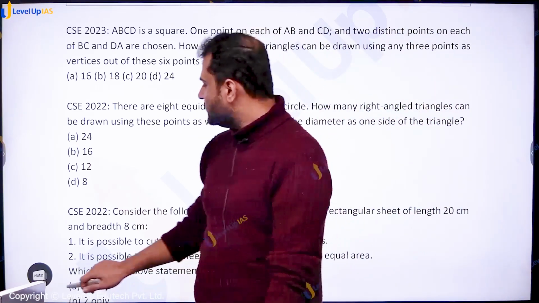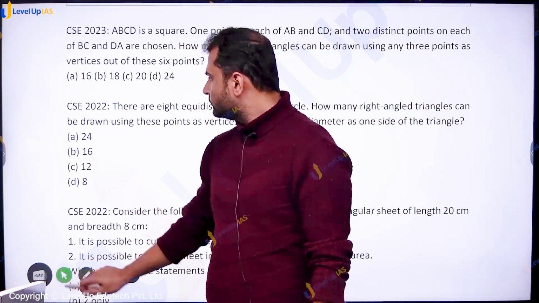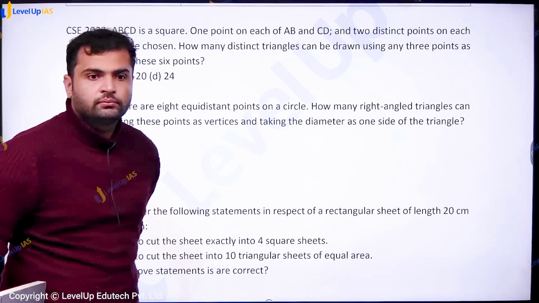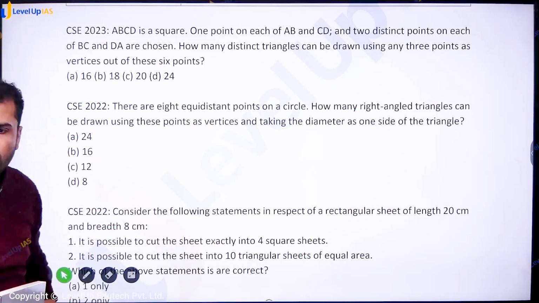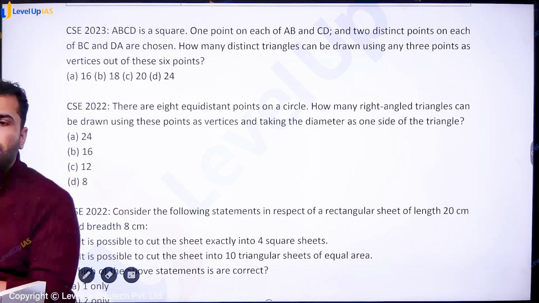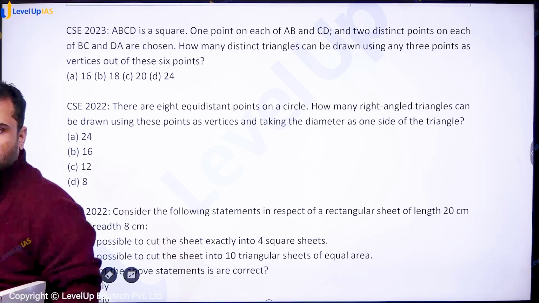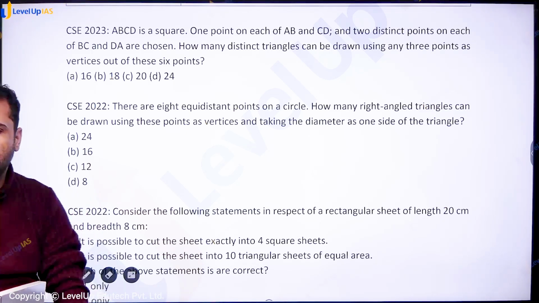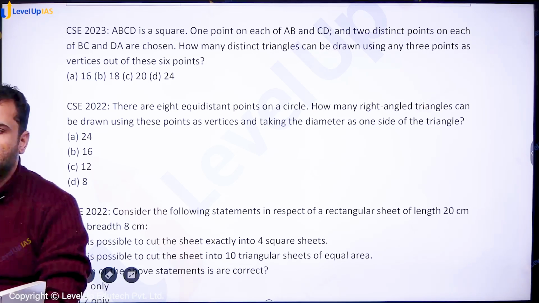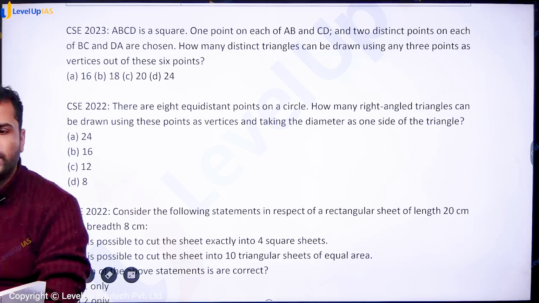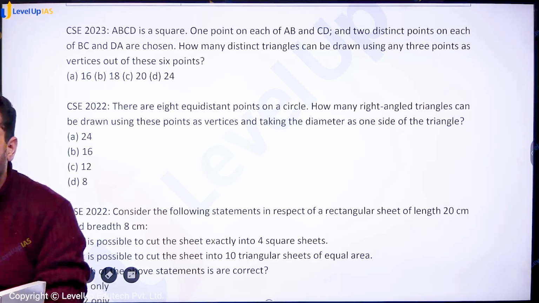Chalo, next question, CSC 2022. We are given 8 equidistant points on a circle. Okay, so we have a circle, some property of circle we have to use. Read the question very carefully, what is mentioned and which property of circle could be relevant.